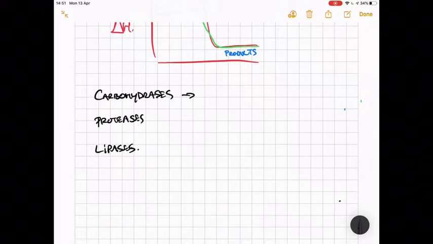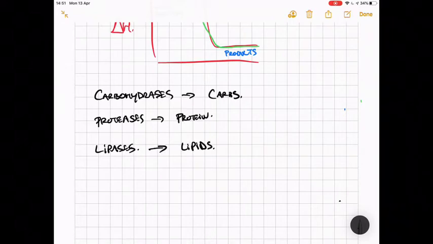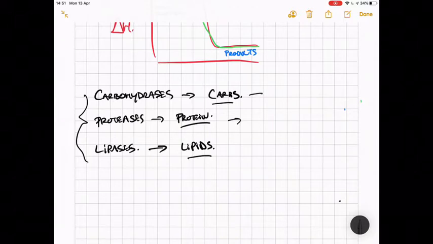So for example, carbohydrases like amylase break down starch, break down carbohydrates. So I'll just put carbs. Proteases break down proteins into amino acids, and lipases break down lipids into fatty acids and glycerol. And that was discussed in the previous video. And we should know where these are made and how these are examples of enzymes. And what they are doing is breaking these longer molecules down into smaller molecules, and those smaller molecules.